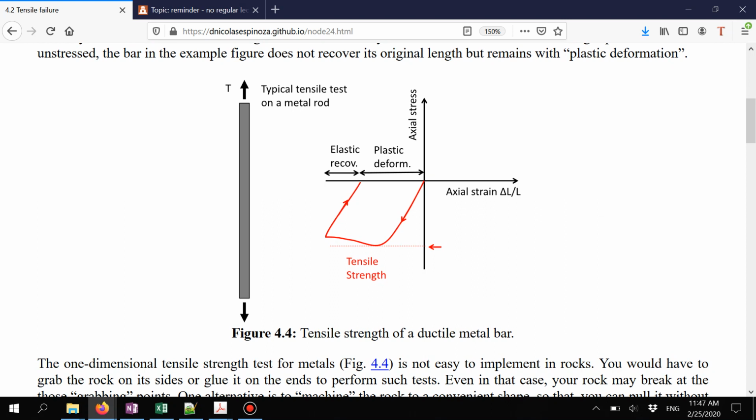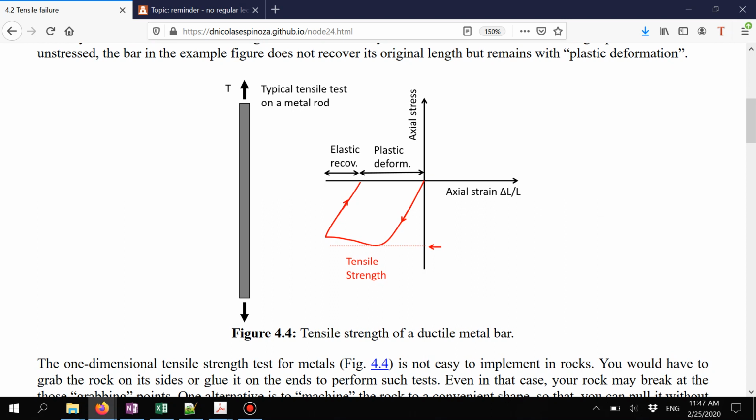And that maximum is going to be, under tension, the tensile strength of the material. So these two words are quite similar, but remember they are not the same. Stress is not the same as strength. So strength is the maximum stress that the material can support under a given type of failure. So in this case, the tensile strength is the maximum stress, here indicated with this red arrow, that the material can support under tension.